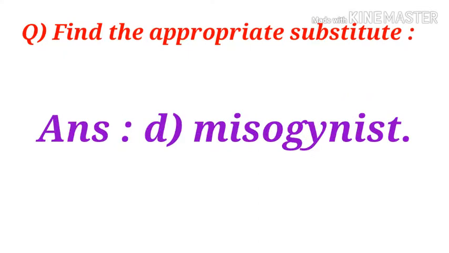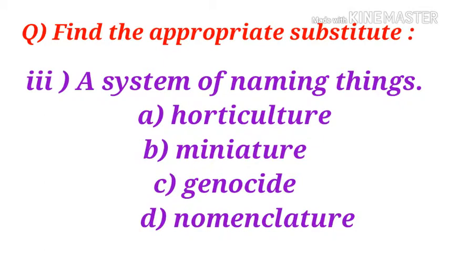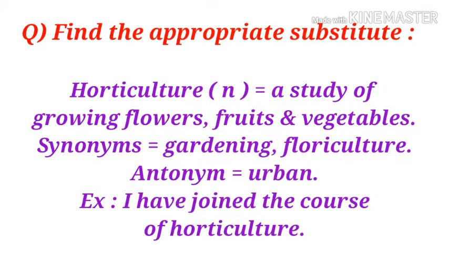Fine. Now question number 3. Question number 3 is the system of naming things. Its options are horticulture, miniature, genocide, and nomenclature. So let us find the meanings. Horticulture is a noun, and its meaning is the study of growing flowers, fruits, vegetables, etc. Its synonyms are gardening, floriculture, and its antonym is urban. Example, I have joined the course of horticulture.